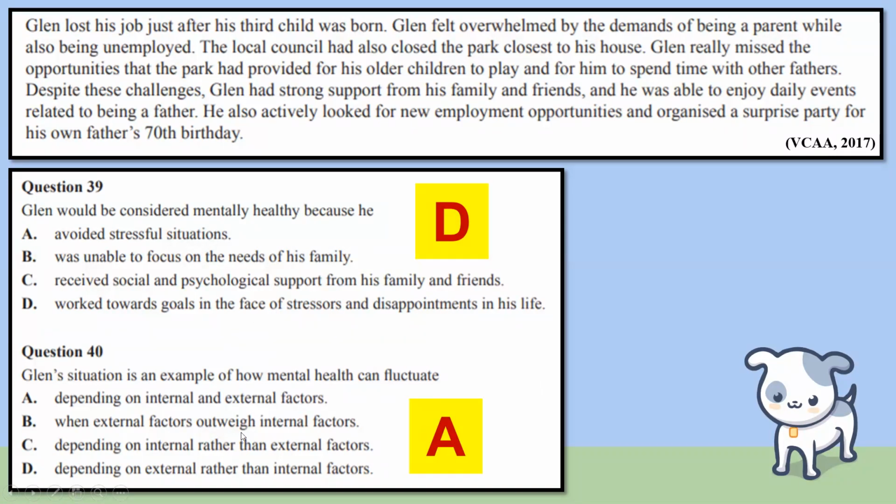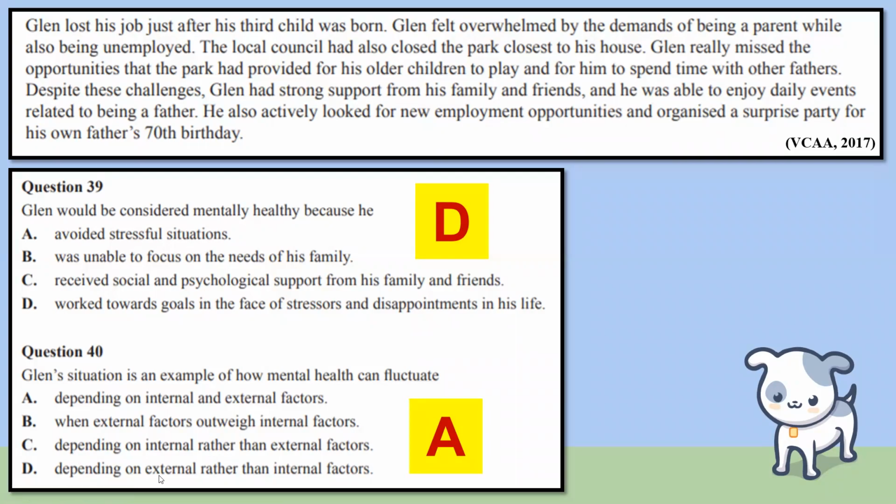And for 40, the best answer is A, because when we're talking about internal and external factors, it's not about which one is more important or more influential, but rather about the interaction, and acknowledging that internal and external factors both interact and combine to influence a person's overall mental health. So that's why the answer is A for that one.